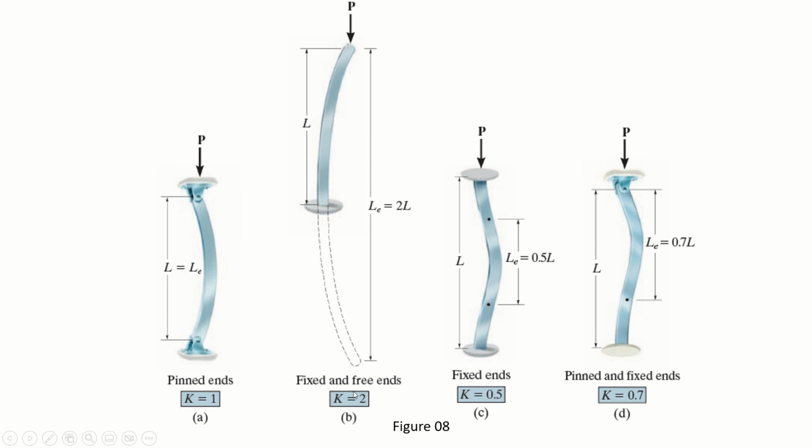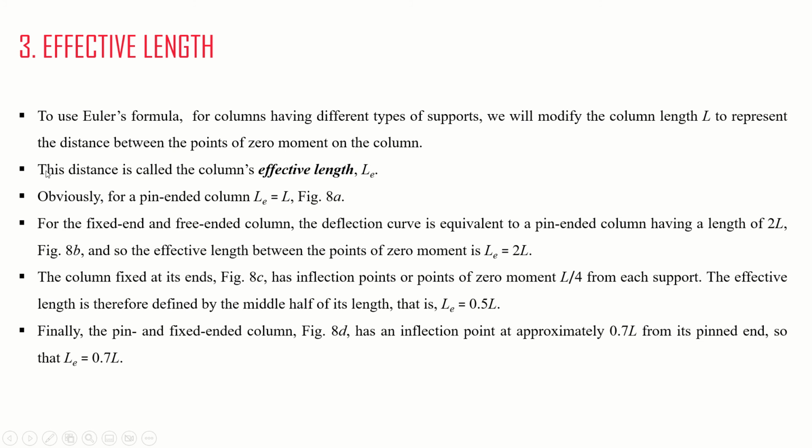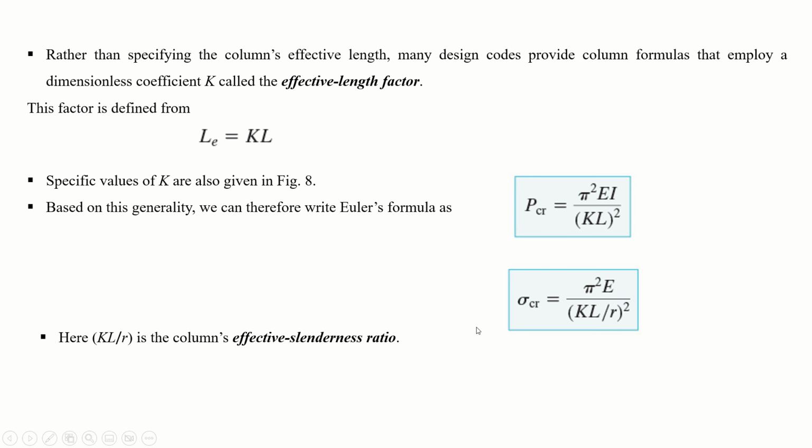You can get it from the K. So to use Euler's formula for columns having different types of supports, please keep in mind that it is talking about supports now. We will modify the column length to represent the distance between the points of zero moment on the column, right? Now, this distance is called the column's effective length, LE. Obviously, for a pin-ended column, LE is equal to L. For a fixed, okay, I have gone through this. You please read this if you want.